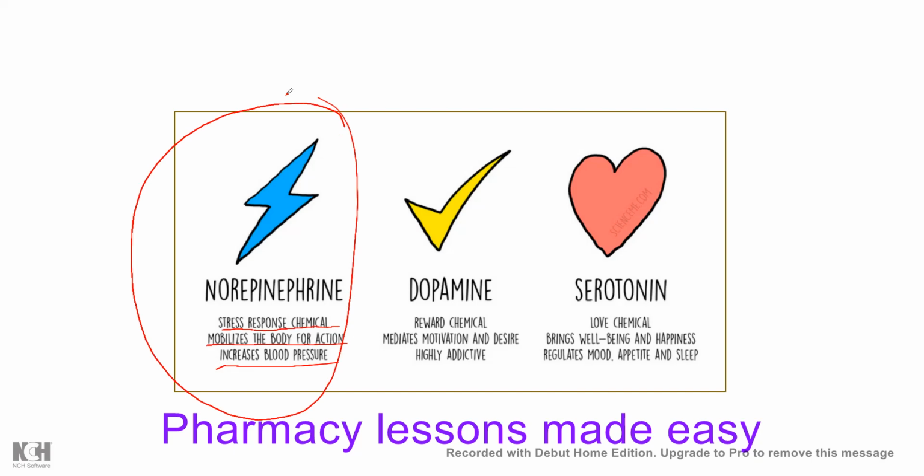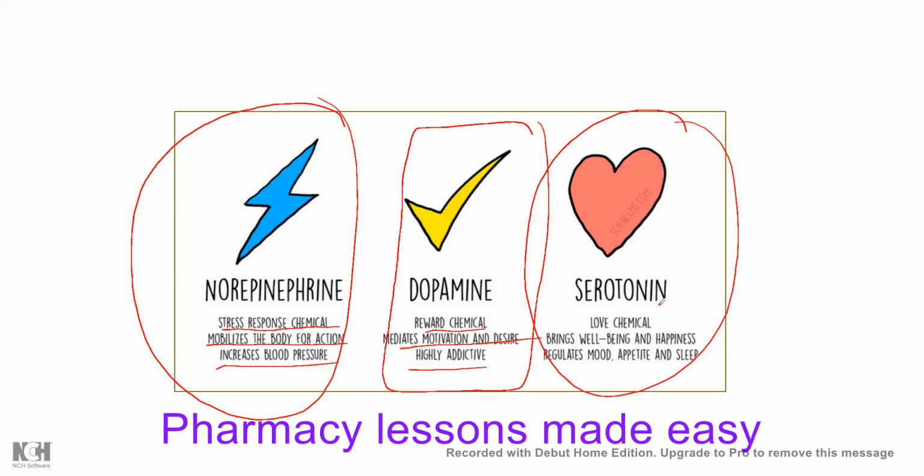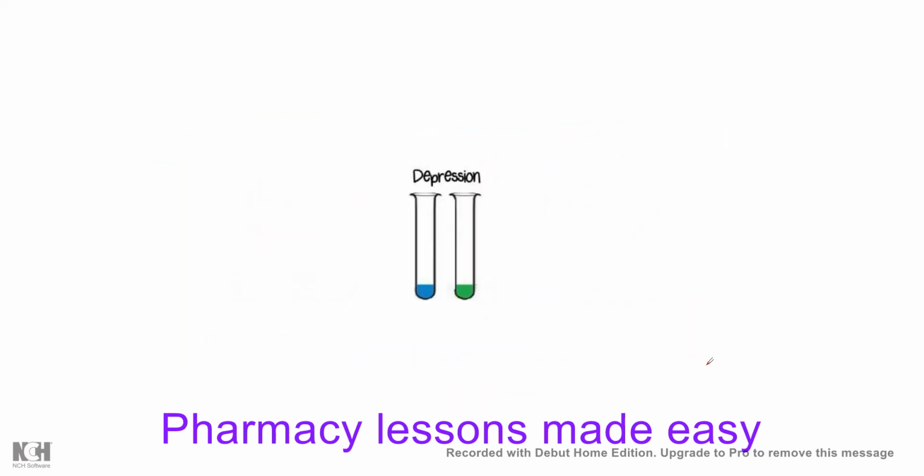If we talk about dopamine, it is a reward chemical. It mediates motivation and desire. It is highly addictive. If we talk about serotonin, this is also called the love chemical. It brings well-being and happiness. It regulates the mood, appetite, and our sleep pattern, right? So in case of depression, the major neurotransmitters which get decreased are noradrenaline or norepinephrine and serotonin or 5-hydroxytryptamine.